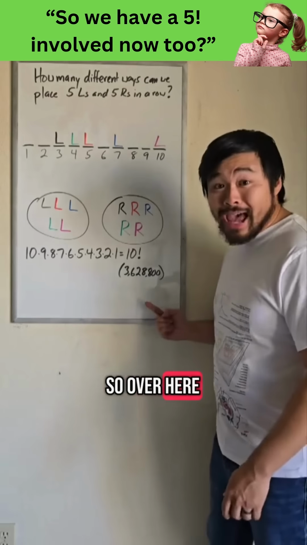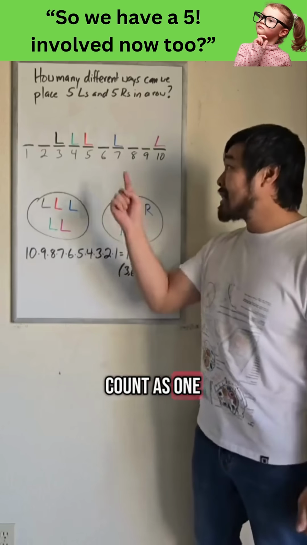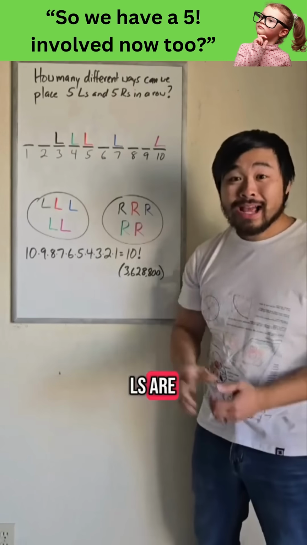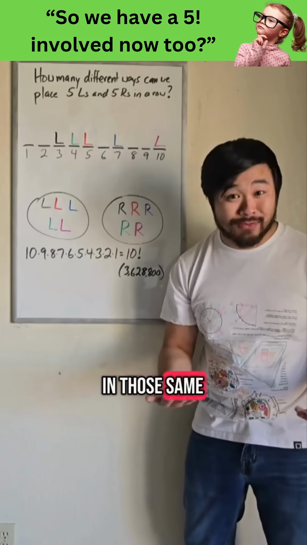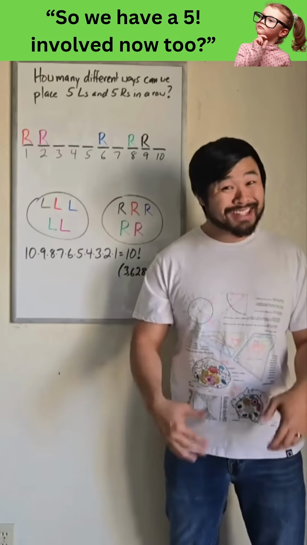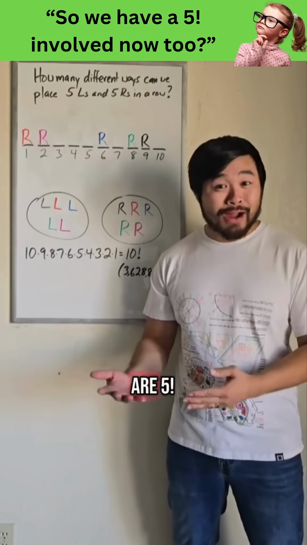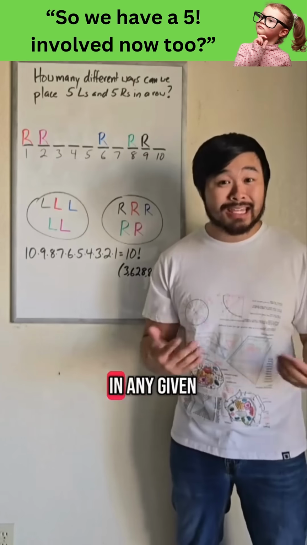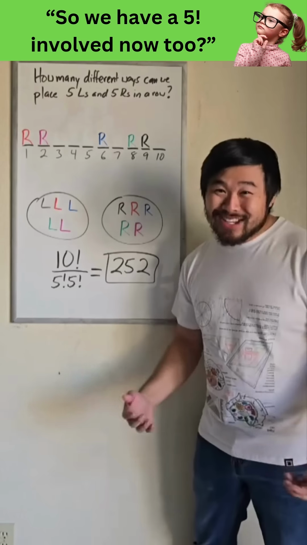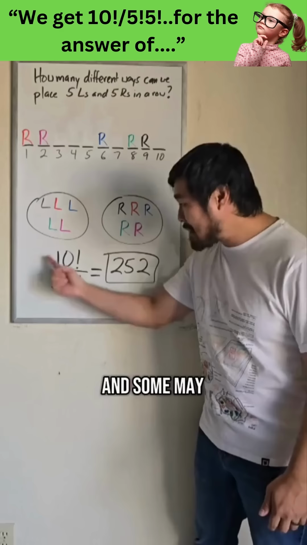So over here, every group of 5 factorial, or 120, counts as 1, because no matter where the 5 L's are, there are 120 different ways we can arrange those 5 L's in those same 5 positions. And it's the same story with the 5 rights. No matter where they are, there are 5 factorial, or 120 different ways we can arrange 5 rights in any given 5 positions.